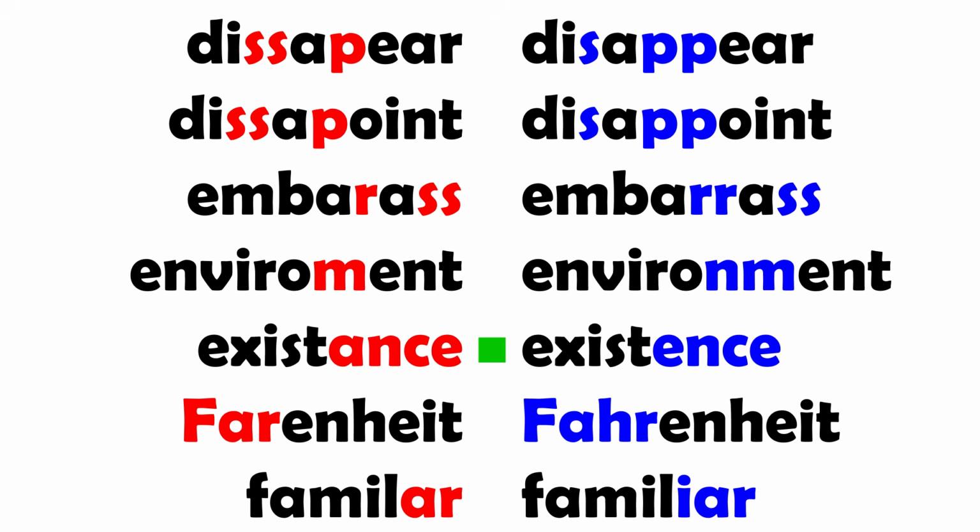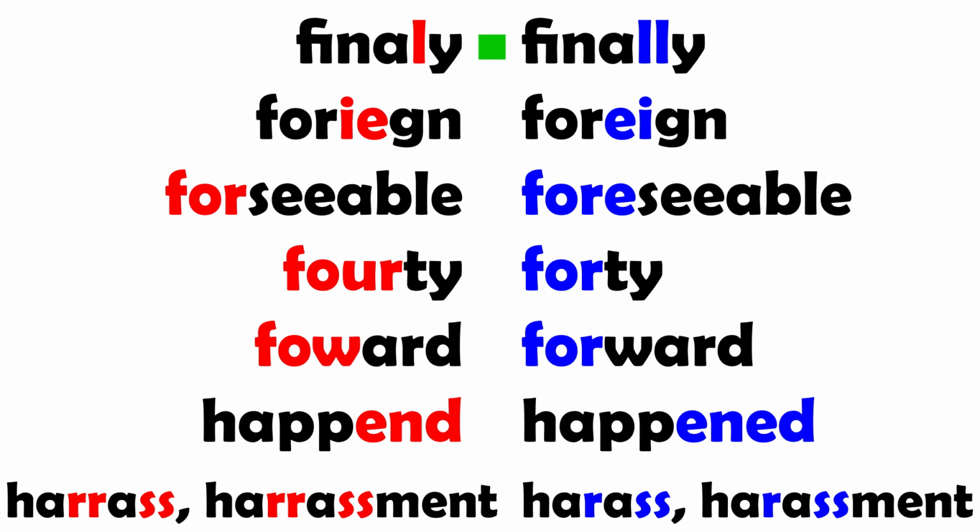Existence. Existence ends with ENCE. Fahrenheit. You want to spell Fahrenheit correctly? Then begin it with F-A-H-R. Familiar ends with I-A-R. Finally has two L's. Foreign has E before I. Foreseeable. The correct spelling of foreseeable begins with F-O-R-E. Foreword has F-O-R. Forward begins with F-O-R.